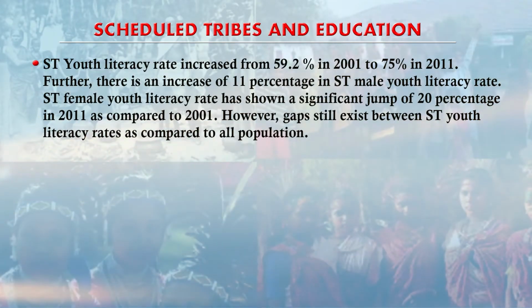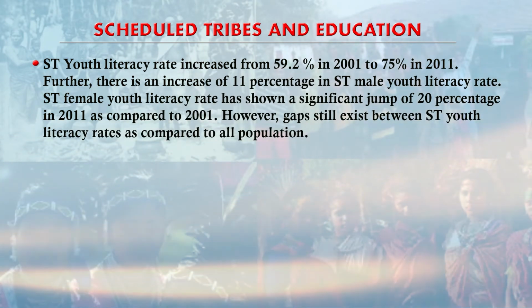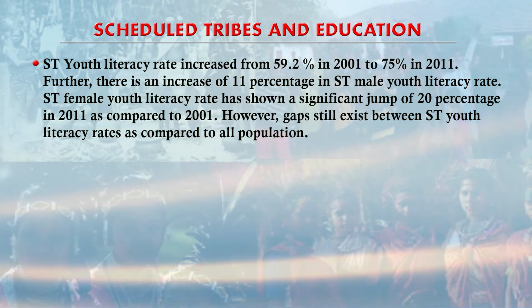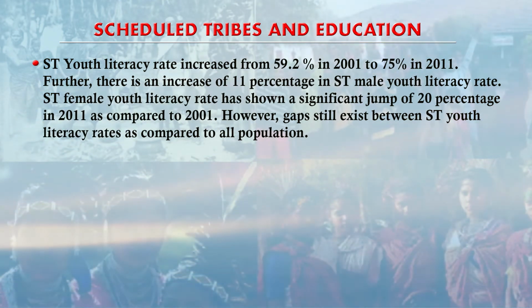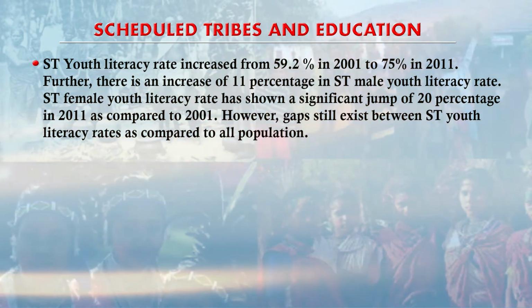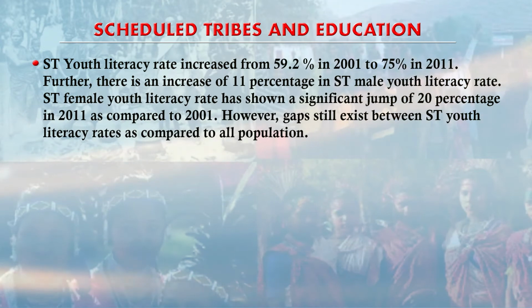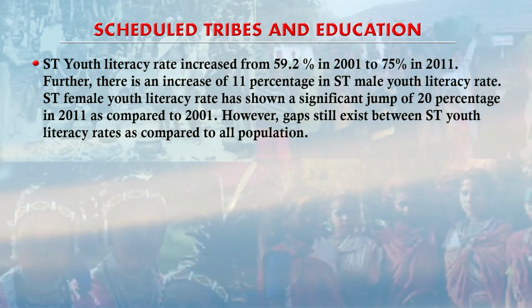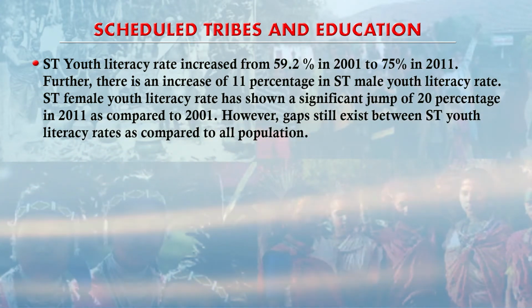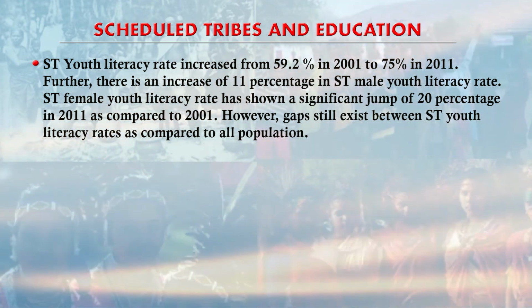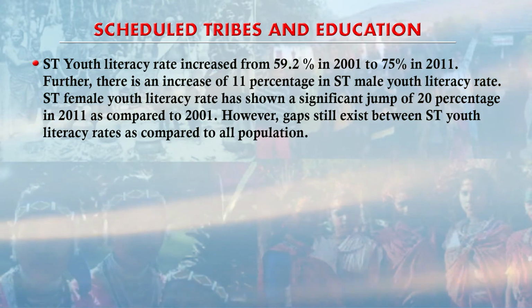The gaps in literacy rates in respect of persons, males and females for the years 1991, 2001 and 2011 show a clear progressive decline. When we see the scheduled tribe youth literacy rate, it has increased from 59.2% in 2001 to 75% in 2011. Further, there is an increase of 11% in the ST male youth literacy rate. The ST female youth literacy rate has shown a significant jump of 20% in 2011 as compared to 2001. However, gaps still exist between scheduled tribe youth literacy rates as compared to the whole population.